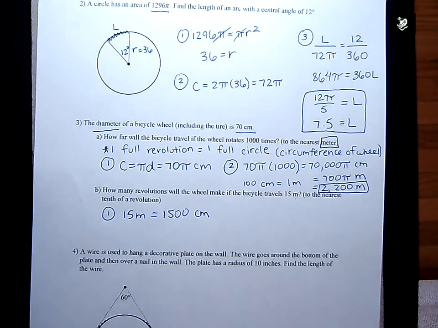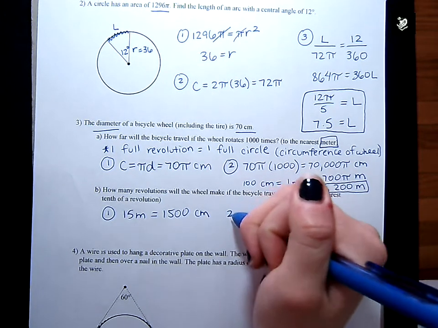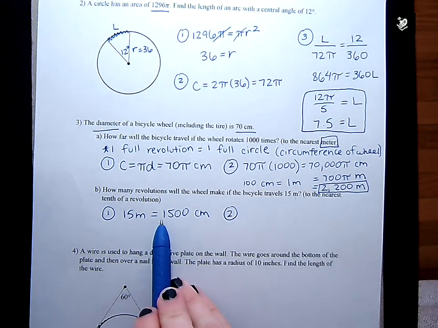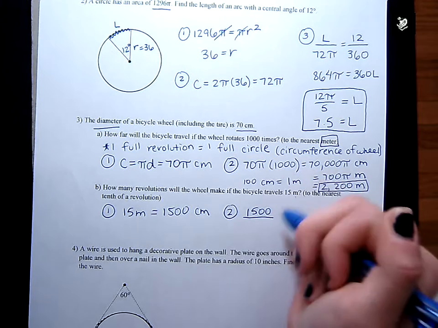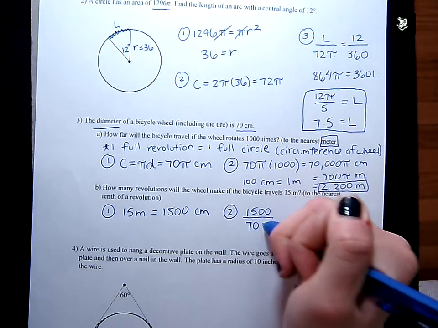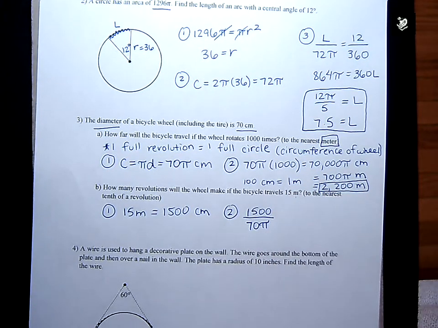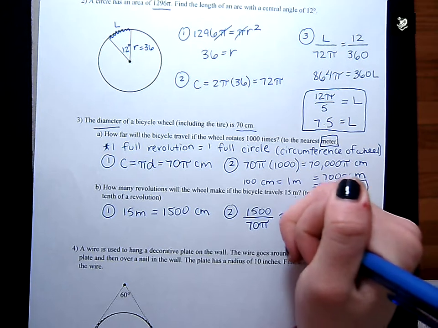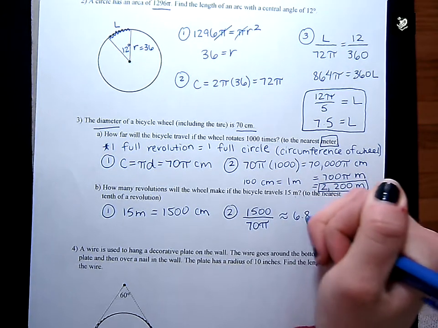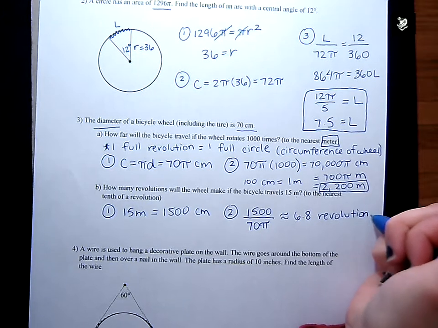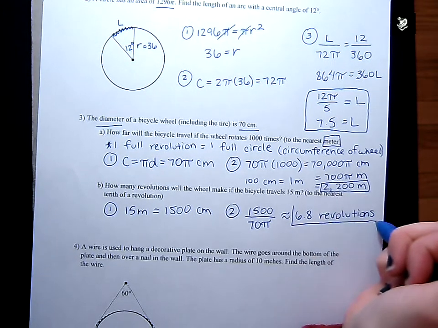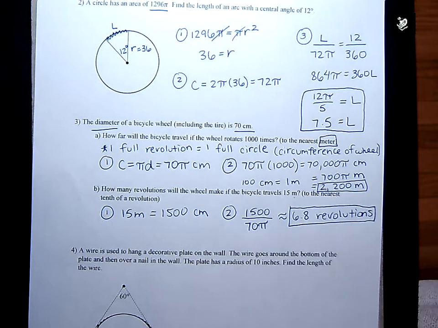I'm trying to figure out how many revolutions there are. So I have to take my full length traveled and divide that by the circumference. So divide by 70 pi. Plug that into your calculator. You can go roughly 6.8 revolutions in that 15 meters. So you will have some revolution problems in your homework this week. So definitely give those a try.